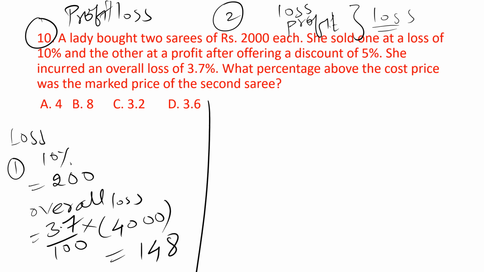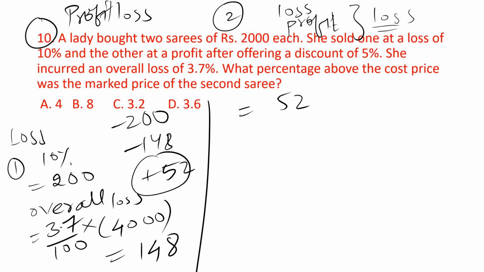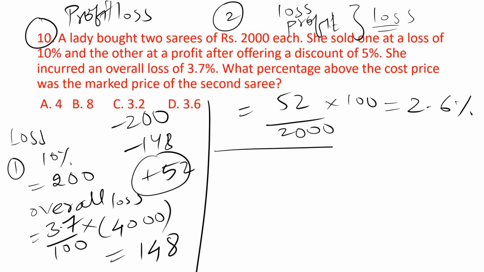So it's clear, right? First sari she got a loss of minus 200, and overall transaction minus 148. So that means the second sari got a profit which is equal to 200 minus 148, 52. We got 52 rupees profit on the second transaction. So can we find the profit percentage on the second sari, equal to 52 profit by CP 2000 into 100. We get exactly 2.6 percentage. So it's very clear until now.